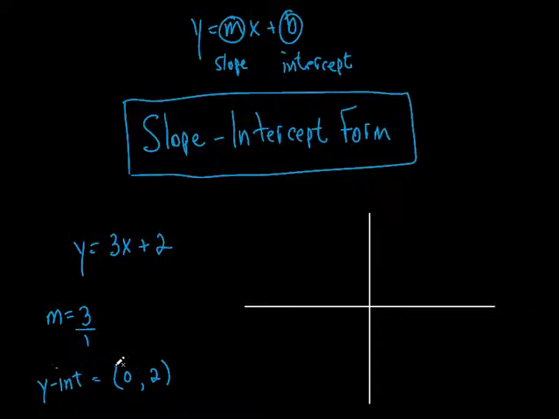So first thing I start at is the y-intercept. I don't start with the slope. I always start with a point. We've got to have a starting point. So the y-intercept is 0, 2. So I'm going to tell you what, let's put a few more points on here so I don't have to rewrite them again.